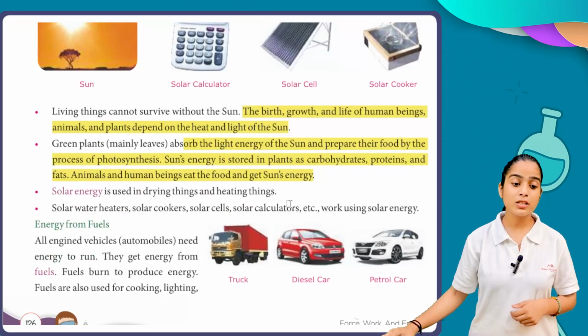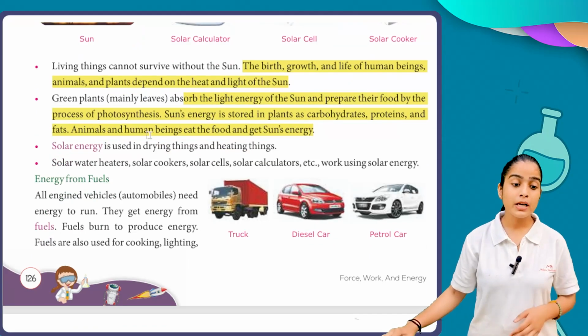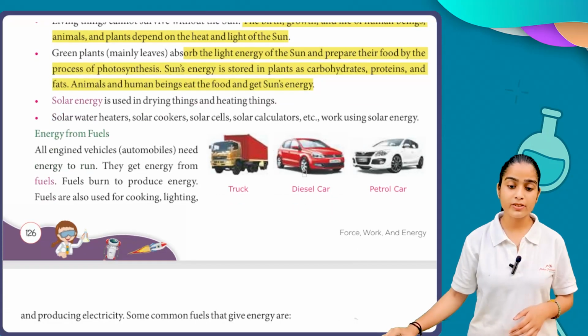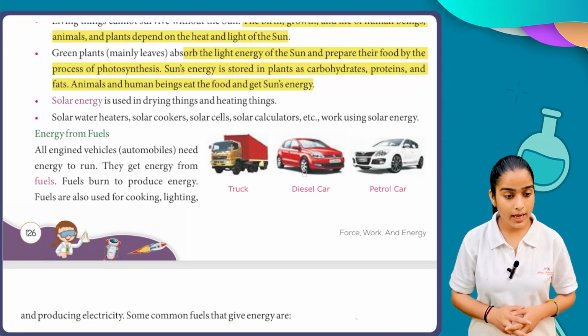Solar energy is used in drying things and heating things. Solar water heaters, solar cookers, solar cells, solar calculators, etc. work by using solar energy.